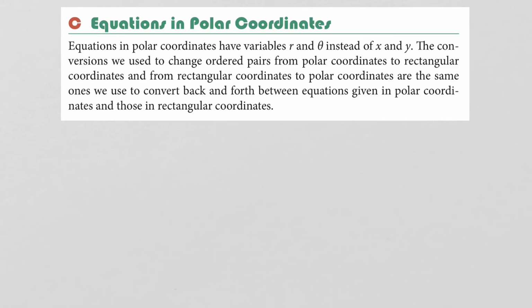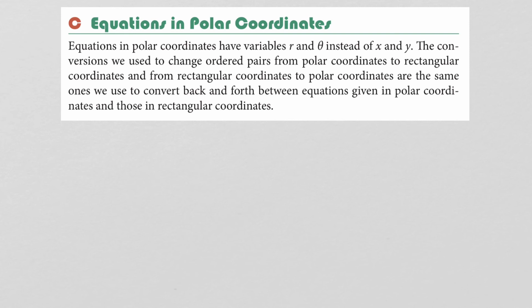Next concept is equations in polar coordinates. So equations in polar coordinates have variables r and theta instead of the variables x and y. The conversions we use to change ordered pairs from polar coordinates to rectangular coordinates and from rectangular coordinates to polar coordinates are the same ones we use to convert back and forth between equations involving polar coordinates.